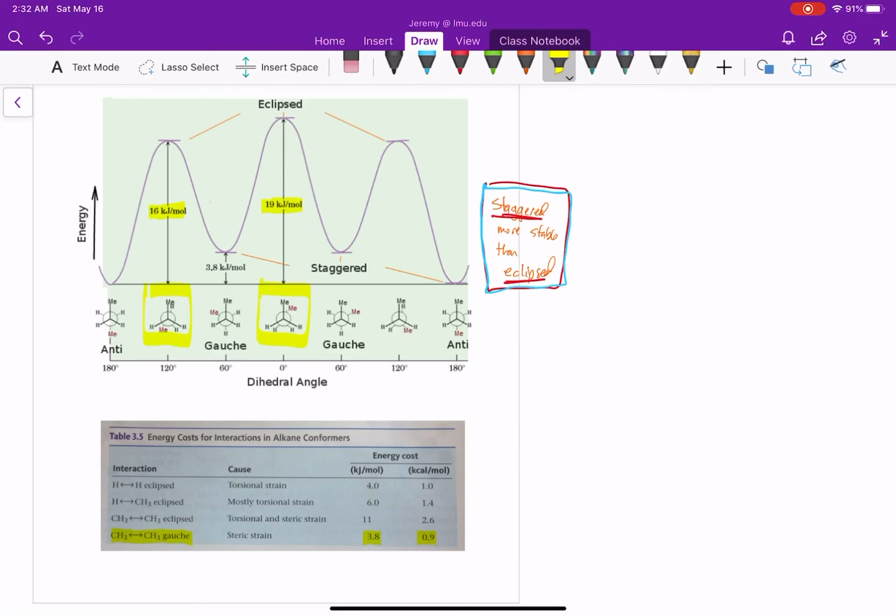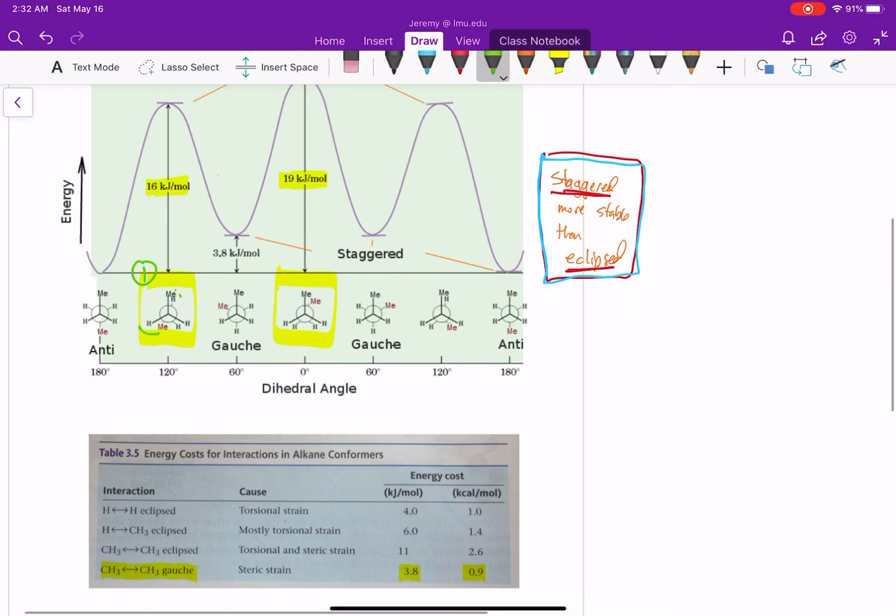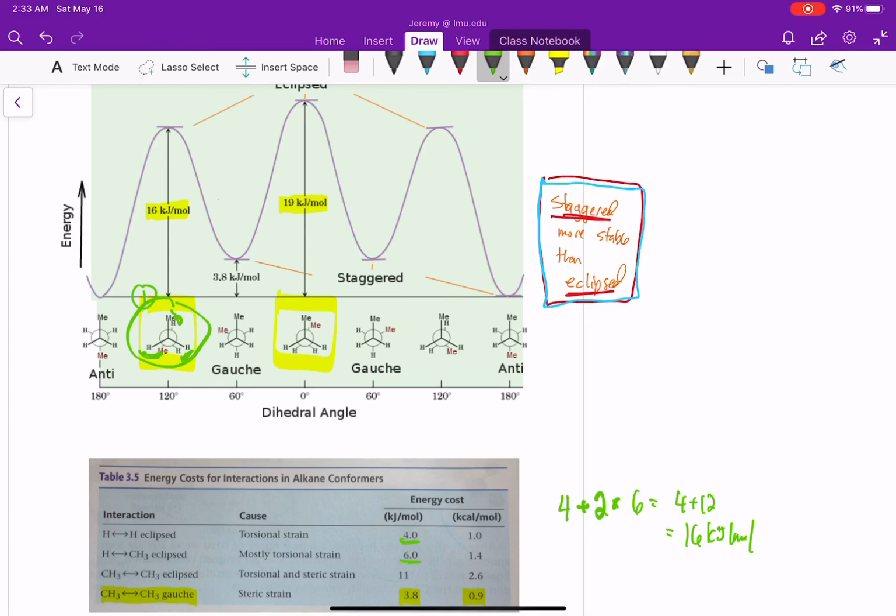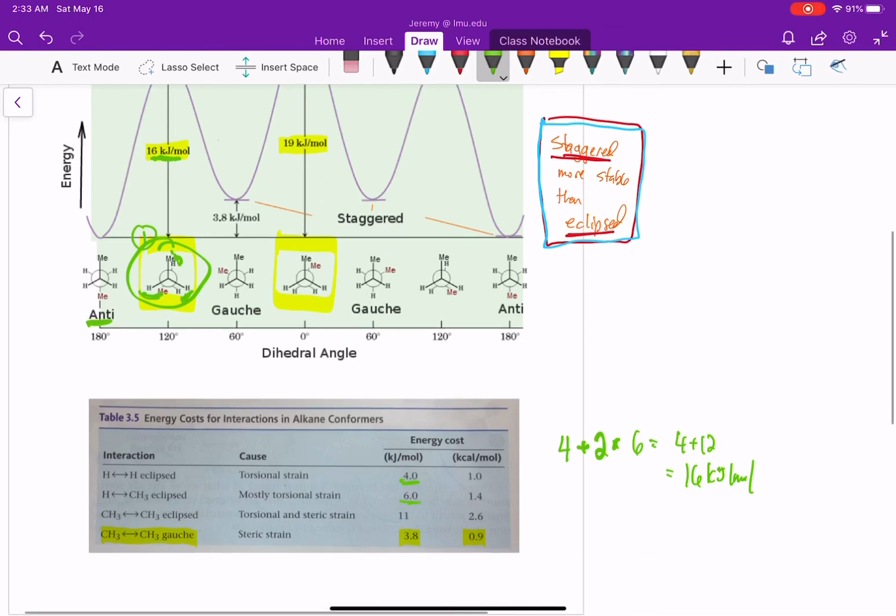So if we look at our first example here, number 1, you can see that we have 3 bonds that are eclipsed. We have a methyl-hydrogen that's eclipsed, another hydrogen-methyl that's eclipsed, and then a hydrogen-hydrogen that's eclipsed. So we can use this table to calculate that. Here we have 1 hydrogen-hydrogen eclipsed, right? That's 4 kilojoules per mole. And then we have 2 hydrogen-methyl eclipsed, so plus 2 times 6. So that's 4 plus 12, which equals 16 kilojoules per mole. Okay, so this conformation is 16 kilojoules per mole higher than the anti form. All right, and we can just use this table to calculate those numbers.